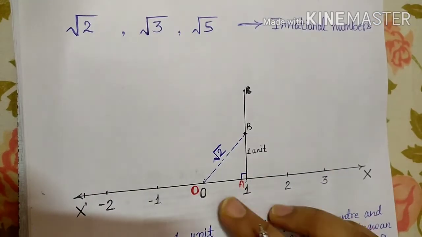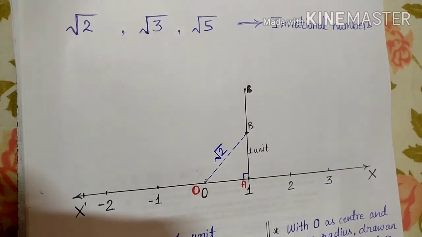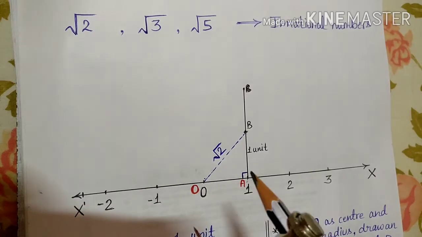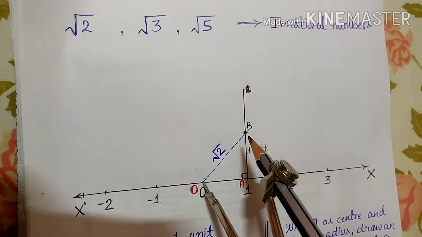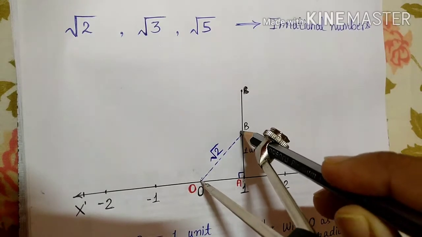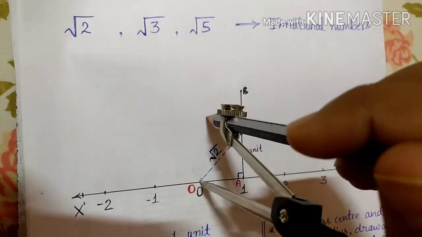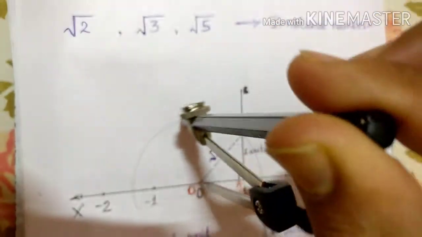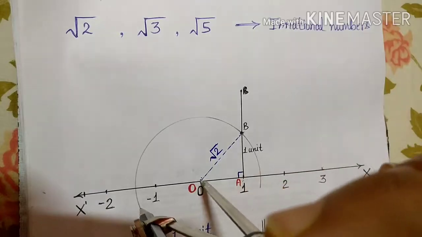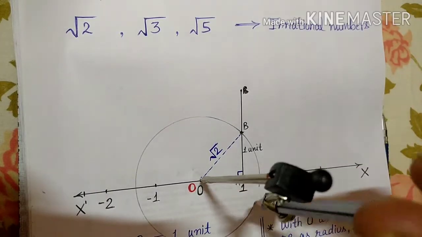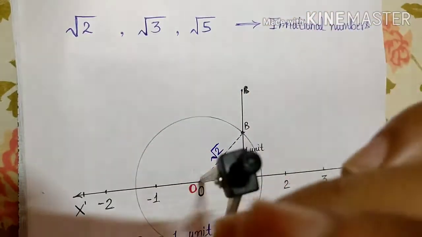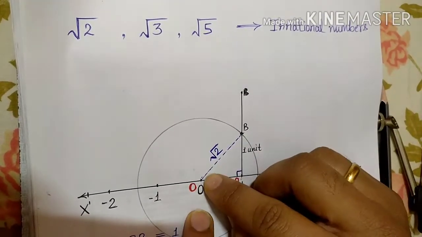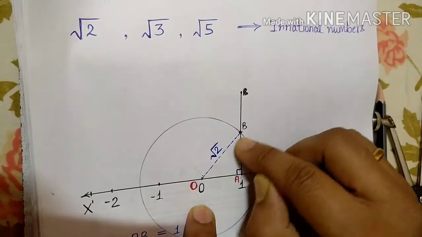Now if you look at this point properly, you will find that if we join all these points with the help of a compass, so let's take a compass, and I'm taking a radius OB. I'm going to draw a circle. Okay, a semicircle you can say. Just to make you understand, I have taken a full circle here now. In a full circle, this OB is working as a radius.